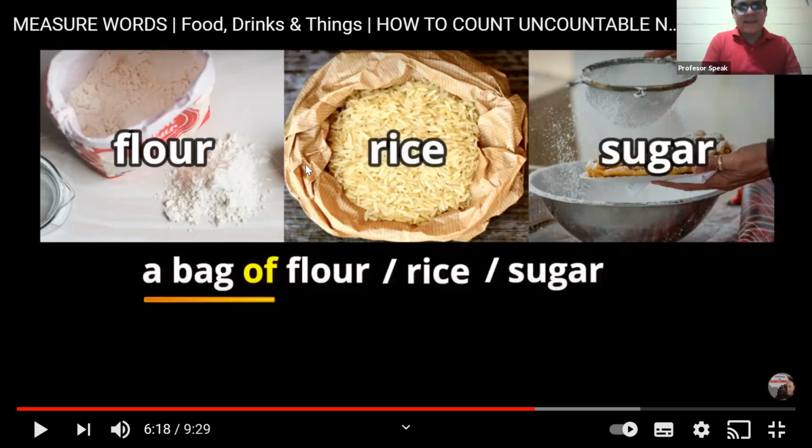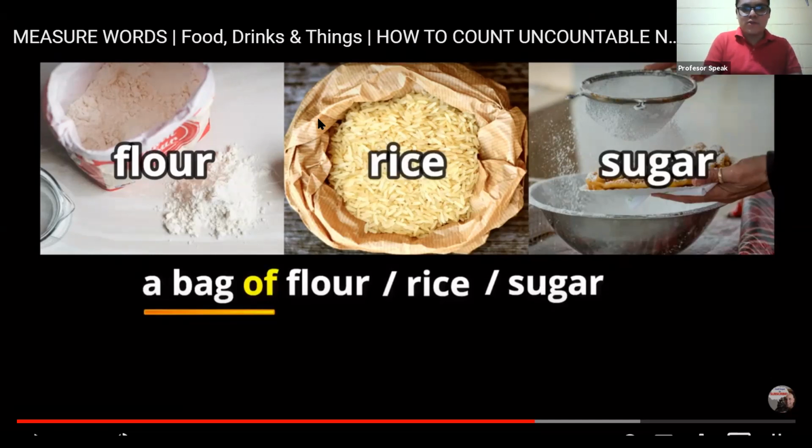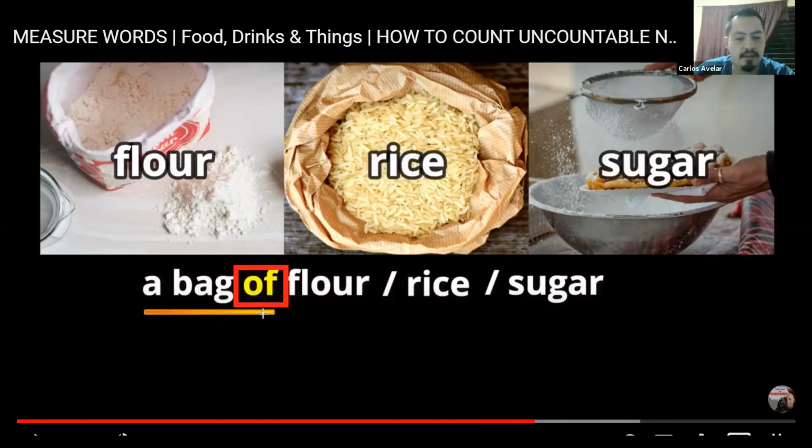Yes, exactly. And remember that the pronunciation of this word, of the preposition, this one is "of." When you have OFF, that's "off."